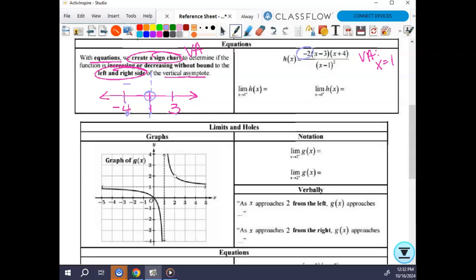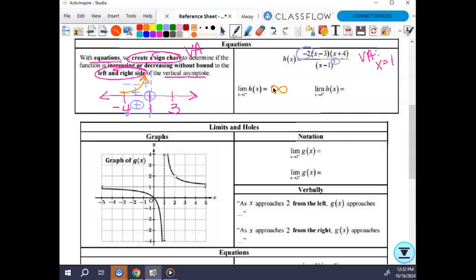I put 0 in here. 0 minus 3 is negative. 0 plus 4 is positive. No matter what I put in the denominator, I'm going to square it so the denominator is positive all the time, no matter what. So multiply all that together, and I get positive overall. Which means as x approaches 1 from the left, I'm heading towards positive infinity. So that first one is positive infinity.